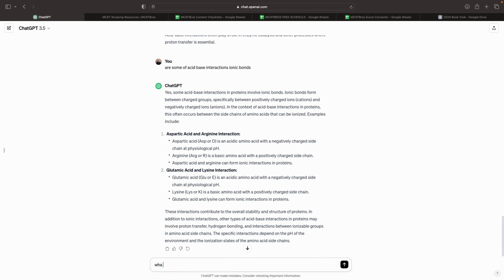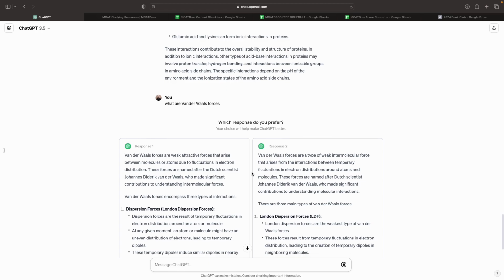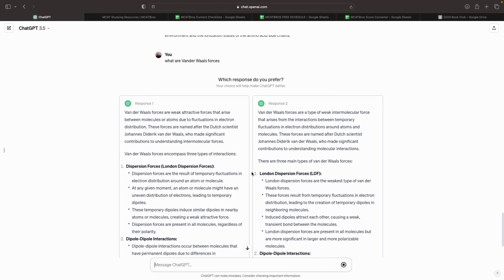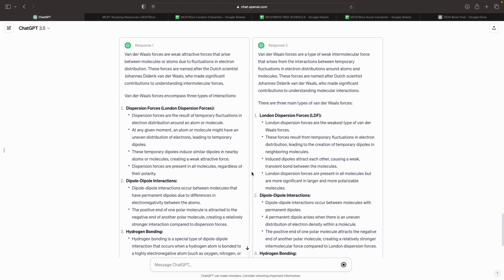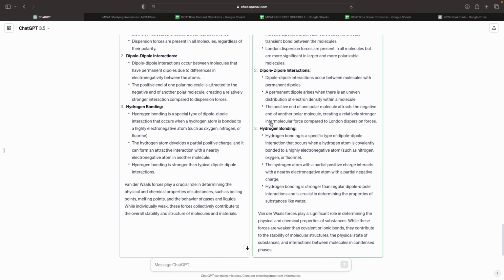What are van der Waals forces? They are weak attractive forces that arise between molecules or atoms due to fluctuations in electron distribution. So we have London dispersion forces, LDF. We have dipole-dipole, hydrogen bonding.